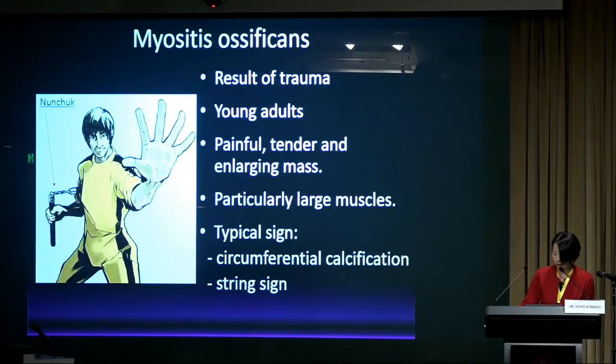Myositis ossificans is a benign process characterized by heterotopic ossification within large muscles. It typically presents as a painful, tender, enlarging mass, which in 80% of cases is located in large muscles of the extremities. So this case is relatively rare. Myositis ossificans is caused by direct trauma to muscle. Young adults and adolescents are most likely to develop it.